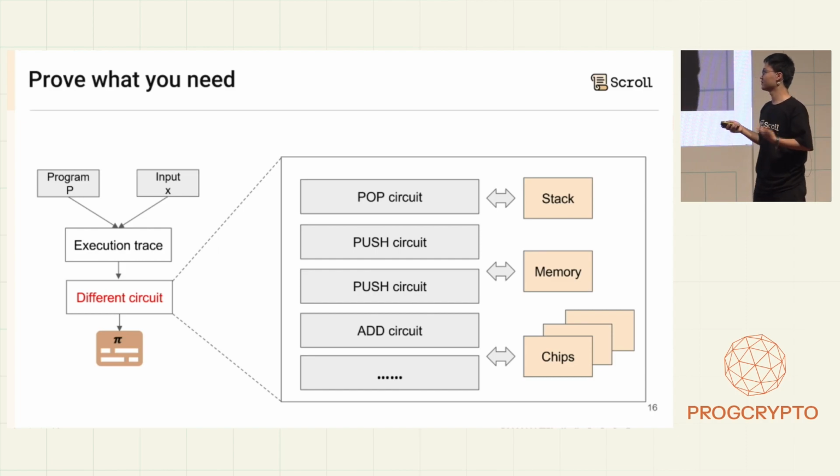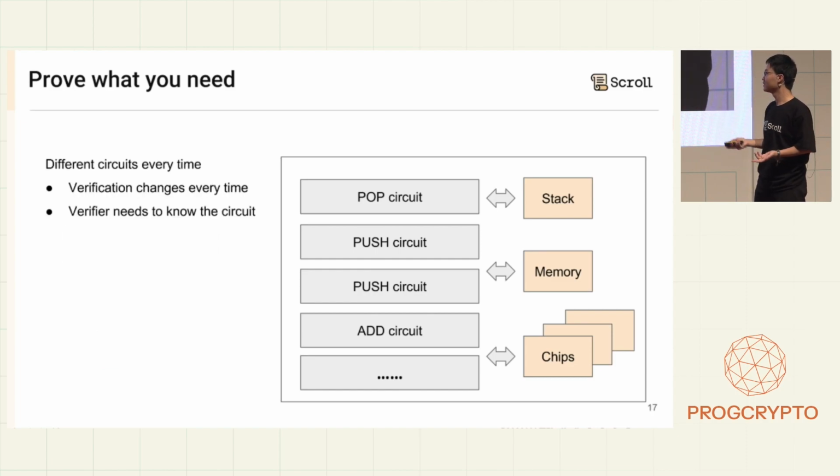Now there is a big problem with this, because now your verification changes every time. The verifier doesn't know what's happening in your virtual machine circuit, because the circuit is related to what your trace looks like. And so that's a problem. Your verification changes every time, and the verifier needs to know the circuit ahead of time. But for a zk virtual machine circuit, the verifier is universal. It doesn't need to worry about anything.